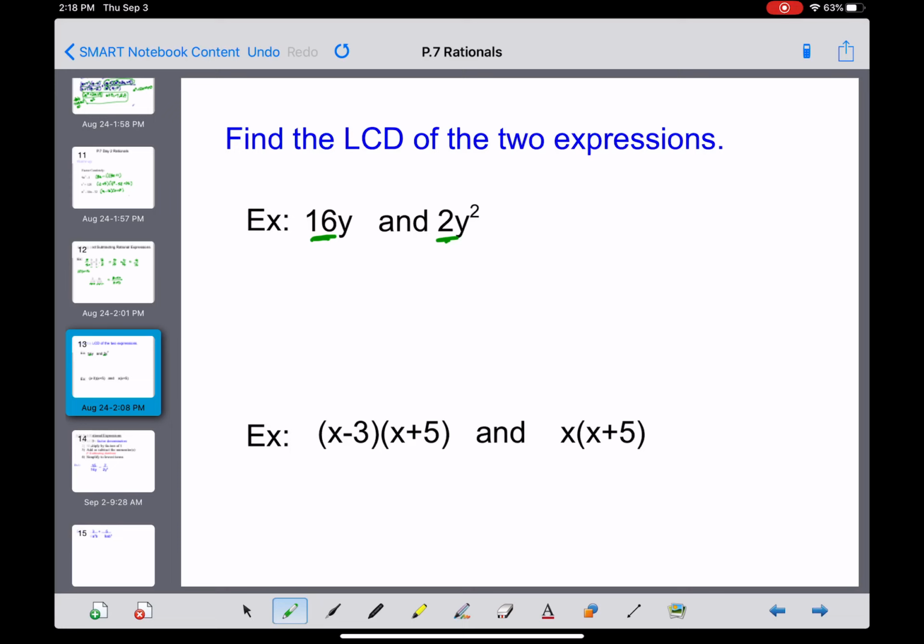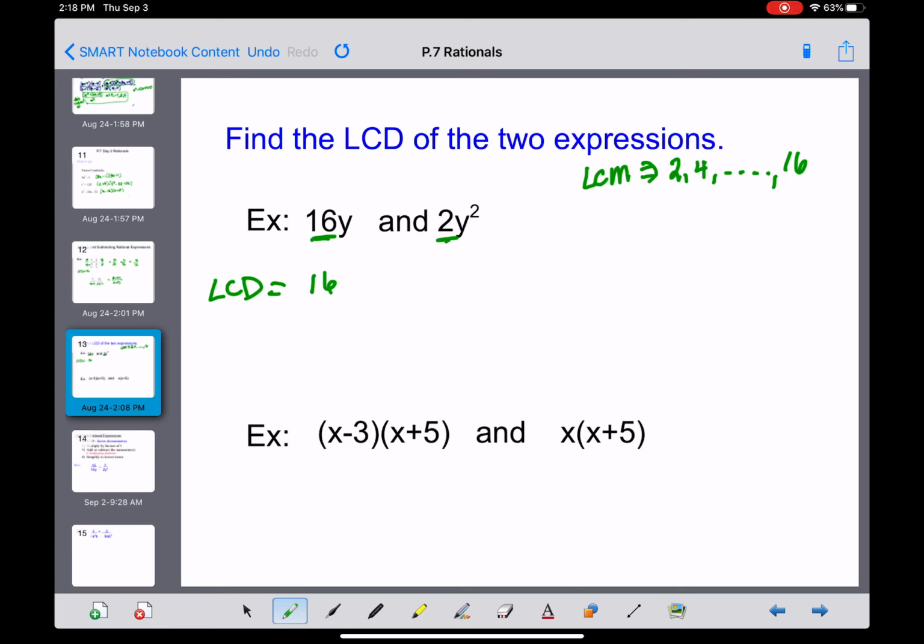Well, if I think about the multiples of 2 and 16, listing out my multiples 2, 4, 6, 8, we get to 16. We'll notice that a multiple of 2 is 16. So my least common multiple of those two numbers is 16. Okay, so 16 is going to be part of my denominator.